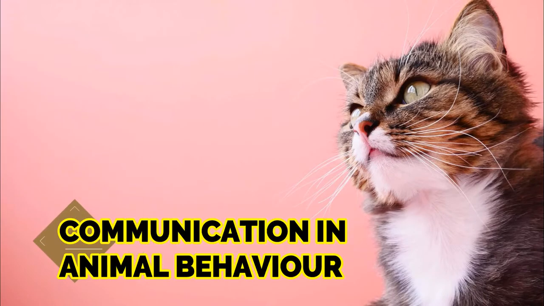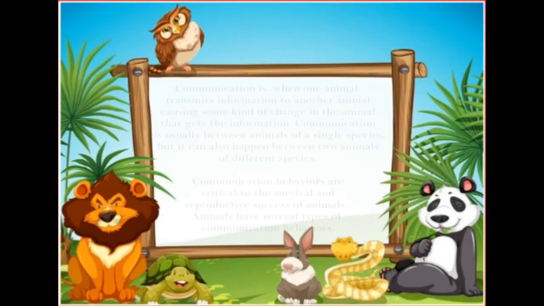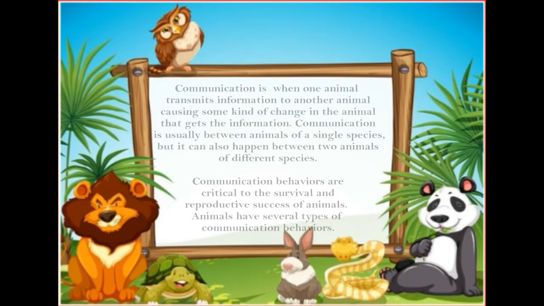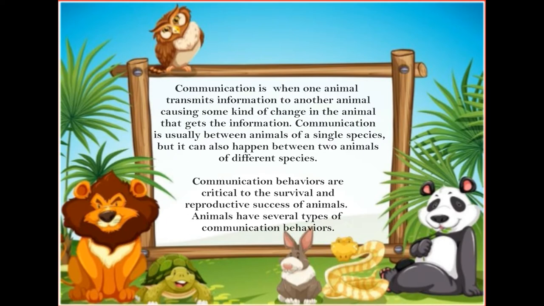Communication in animal behavior. Communication is when one animal transmits information to another animal, causing some kind of change in the animal that gets the information. Communication is usually between animals of the same species, but it can also happen between two animals of different species. Communication behaviors are critical to the survival and reproductive success of animals. Animals have several types of communication behavior.